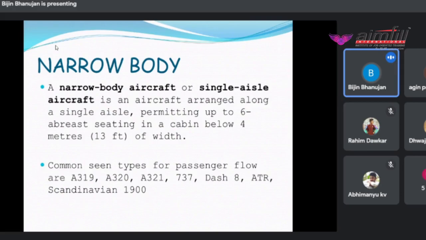This is the most commonly used aircraft now. We have two companies who manufacture the largest number of aircraft. One is the Airbus, which is a complete electronic type, and then we have the Boeing, which is a hydraulic type of aircraft. So these two are the largest selling aircraft manufacturers in the world.